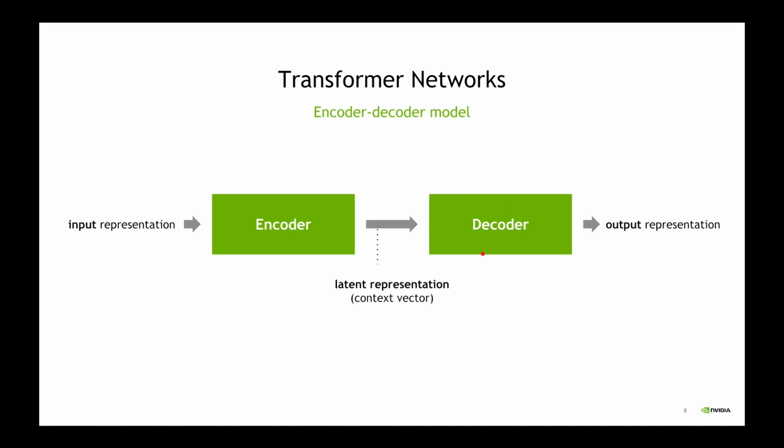The key here is that we want to be able to learn a good latent representation. So in the case of machine translation, we want to learn the sort of meaning inside the English sentence, which is input to the encoder, and the decoder would basically take this meaning and then decode it into the French text, for example.